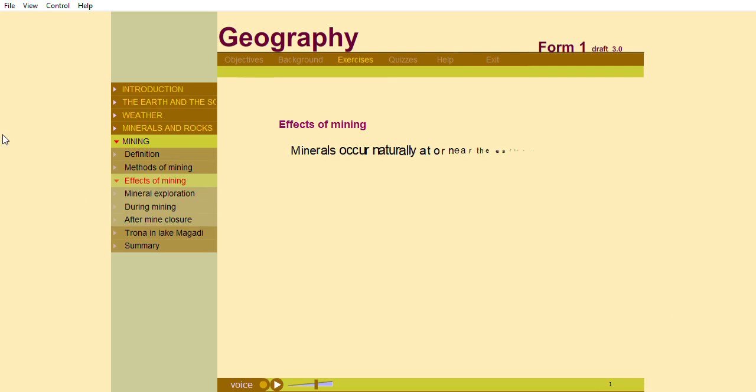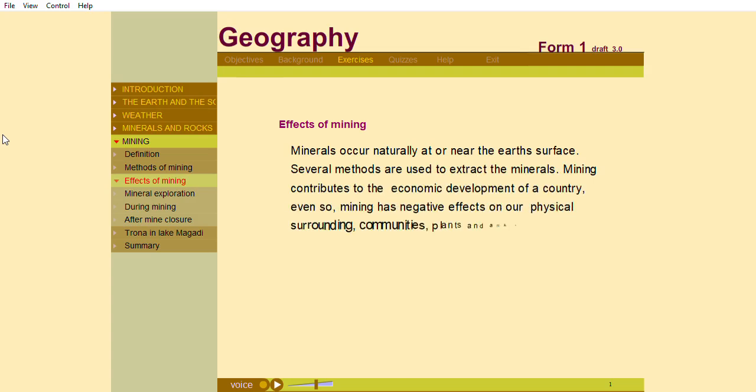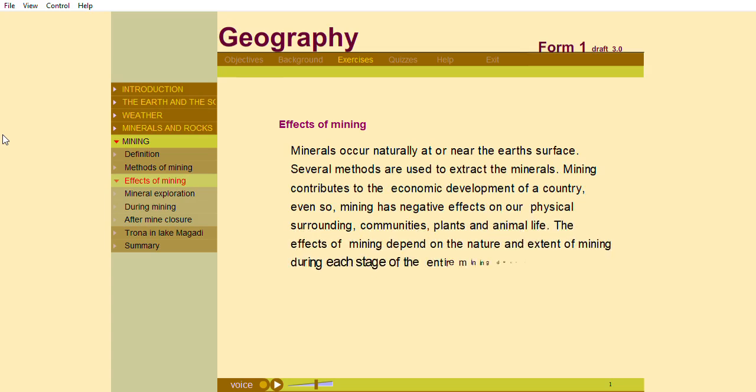Minerals occur naturally at or near the Earth's surface. Several methods are used to extract the minerals. Mining contributes to the economic development of a country. Even so, mining has negative effects on our physical surrounding, communities, plants, and animal life.